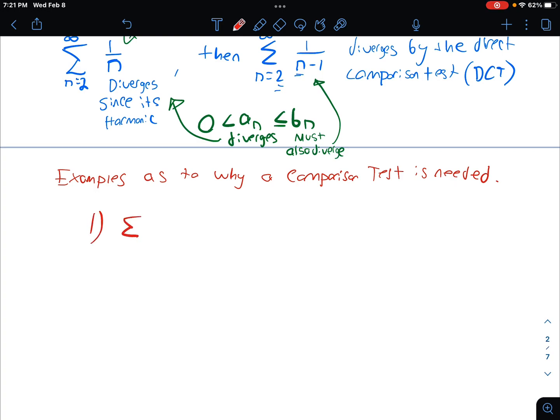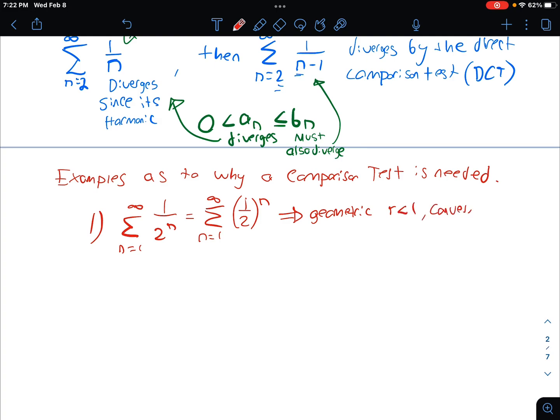We have the sum from n equals 1 to infinity of 1 over 2 to the power of n. This is a geometric series, and r is less than 1, so it converges. This value right here is less than 1, so we know that it converges.